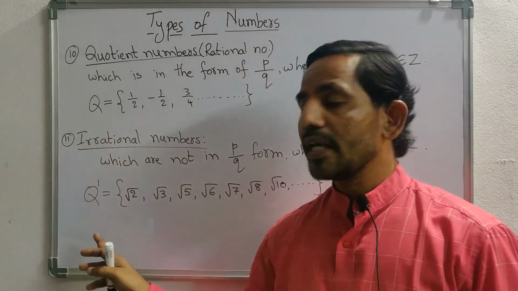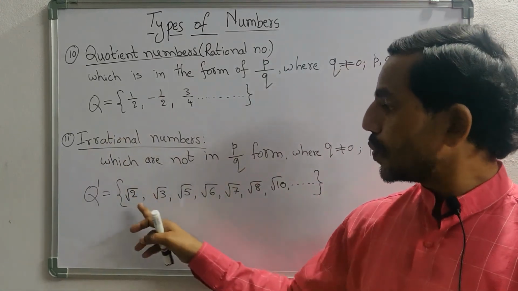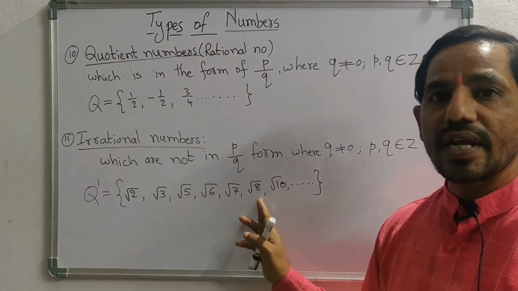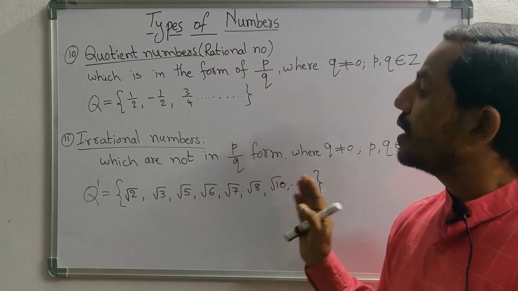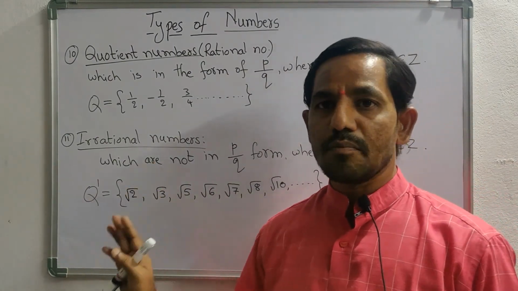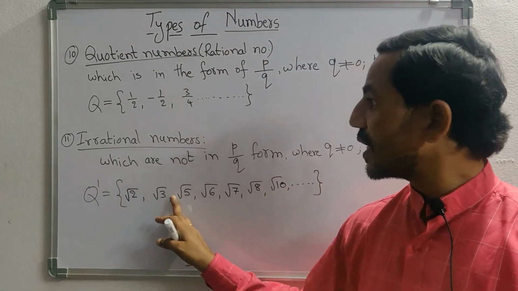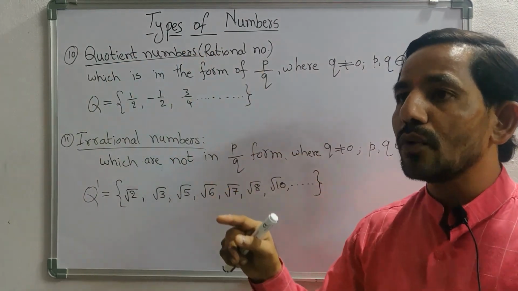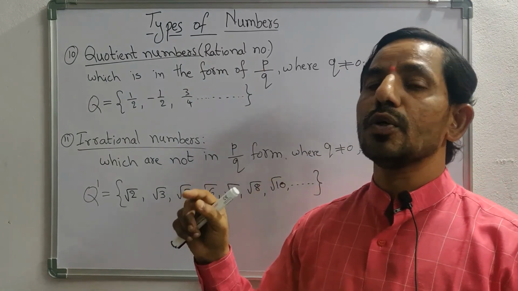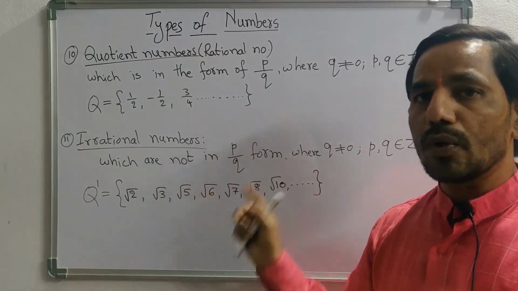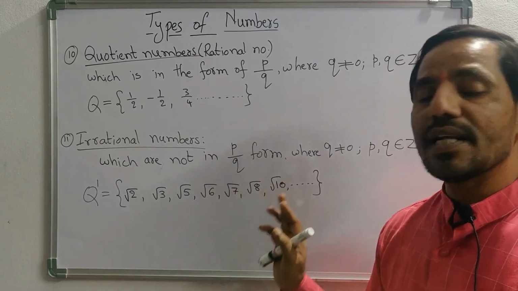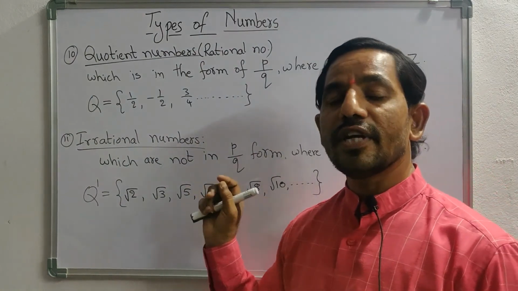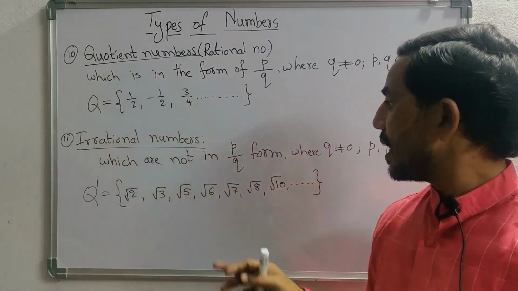It is denoted by Q dash, which is equal to root 2, root 3, root 5, root 6, root 7, root 8, root 10, and so on. Here root 1 is a natural number. Next, root 4 is a rational number or quotient number. Root 4 is a perfect square, root of 2 into 2, so it is equal to 2. Next, root 9 is also a rational number. Root 9 is equal to root of 3 into 3, which gives 3. It is a rational number.